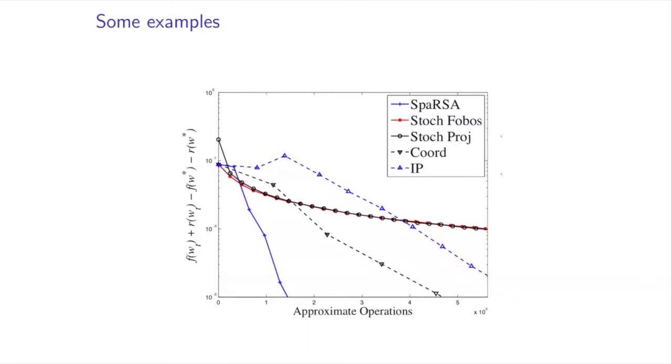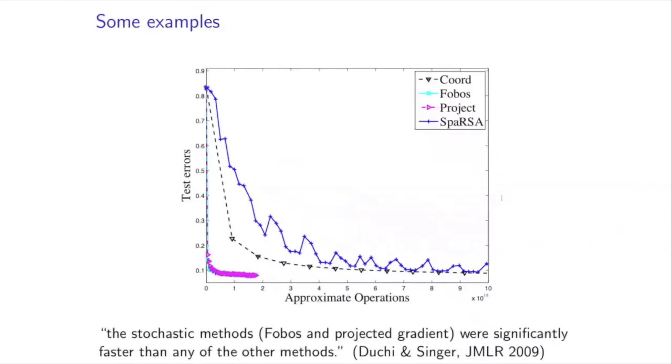In this plot, this is SpaRSA, a method by Steve Wright. These are forward-backward splitting algorithms. This is a projected gradient method. This is an interior point method. And here's a quote from this paper. Here's another training plot with some stochastic gradient type methods, forward-backward splitting, projections, and some non-stochastic methods. I'm reading: "The stochastic methods, Phobos and projected gradient, were significantly faster than any of the other methods." This is by these two guys, I don't know, they're still involved in machine learning somehow.